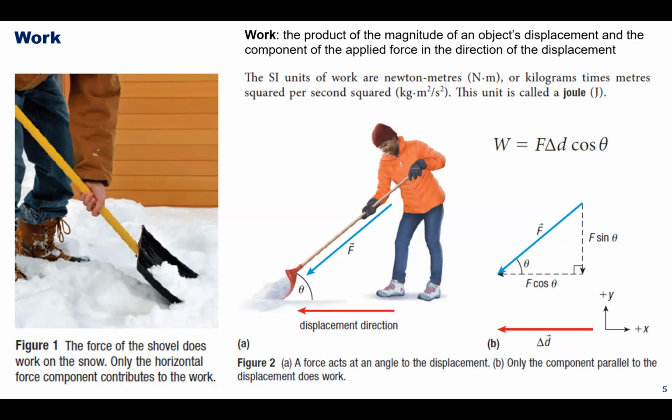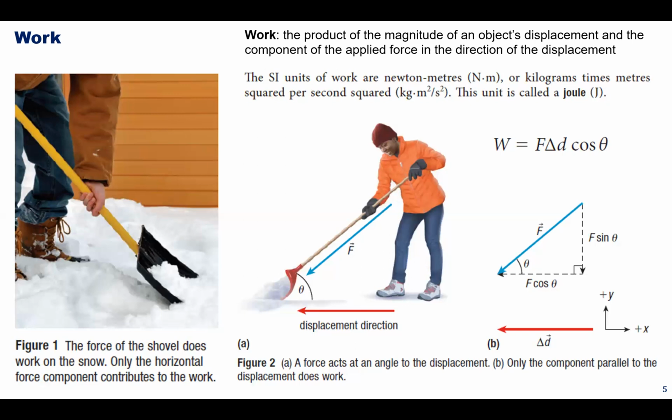Suppose, for example, you are shoveling snow. You might push on the snow at angle theta to the ground, but the snow moves horizontally, which is shown here in figure 1. The component force directed into the ground does not help move the snow across the ground. Only the component force along the ground moves the snow. In any situation, only the force in the direction of an object's displacement does work on the object.